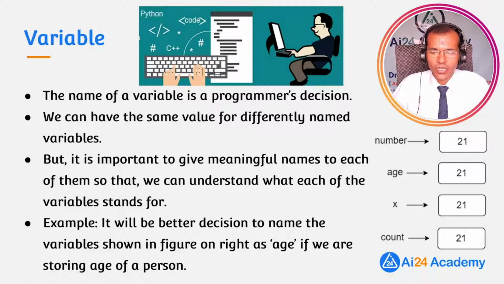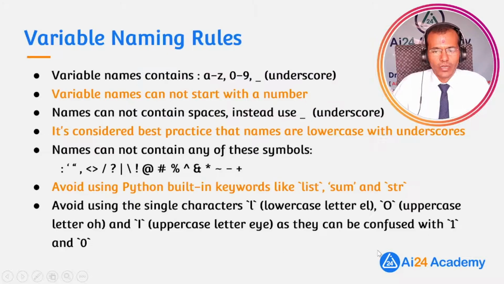But if we are storing the count of some object, the count of a person, or a count of some other data value, then the variable name count is more suitable. Now let us look at the variable naming rules.